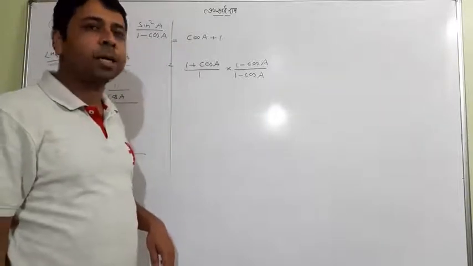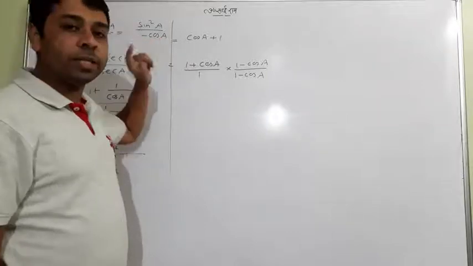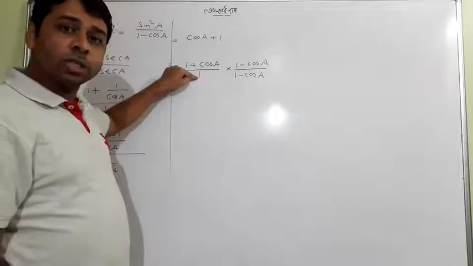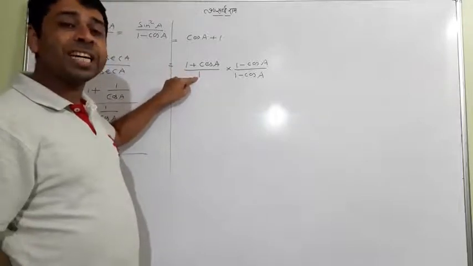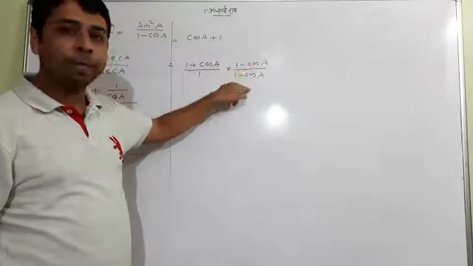Intentionally I have done this, because in the denominator what do we need? We need 1 minus cos a. It was not there with us; it was just a 1 in the denominator. So I created 1 minus cos a. And how can we create any term? Just by multiplying and dividing by the same term.